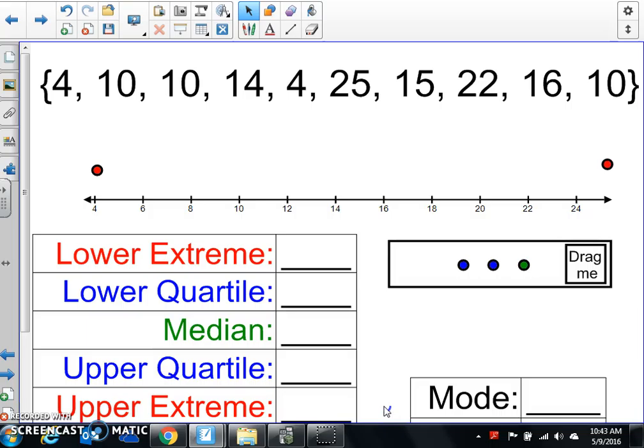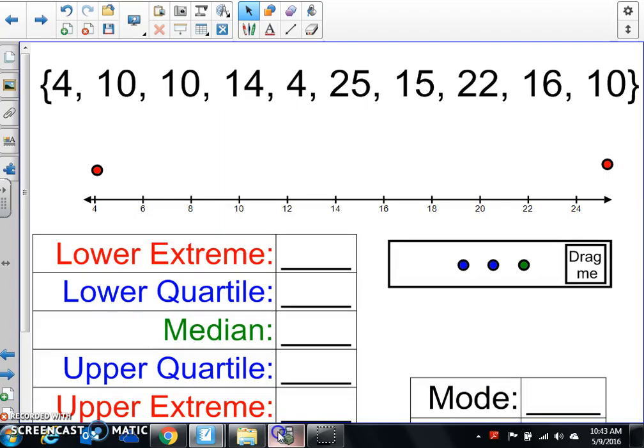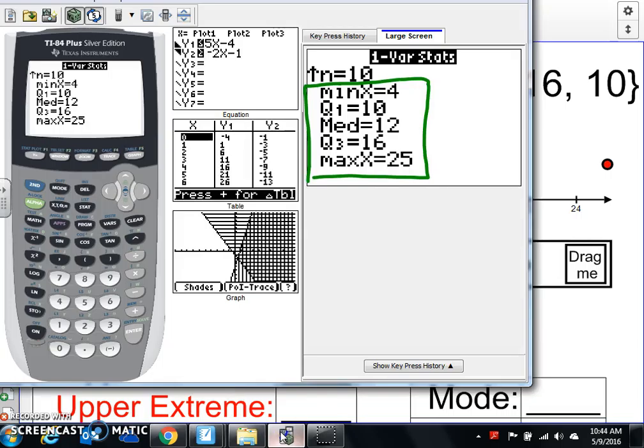Okay, now let's find our Q1. Our Q1 is 10, our Q3 is 16. All right, so Q1 is 10, Q3 is 16. And then what is our median? Our median is 12.